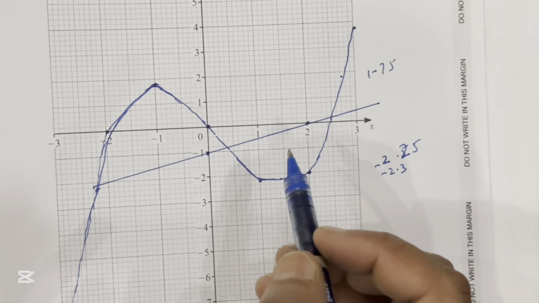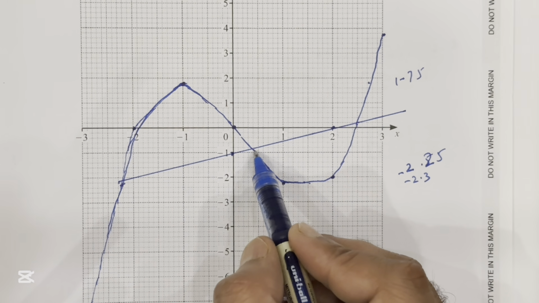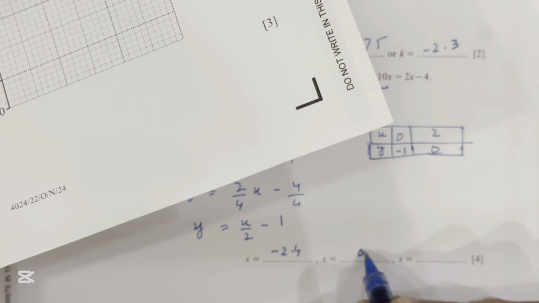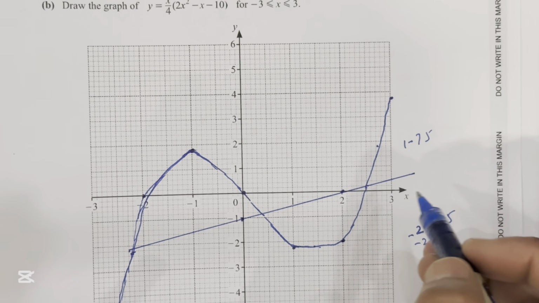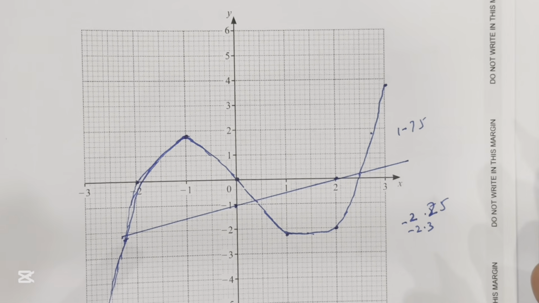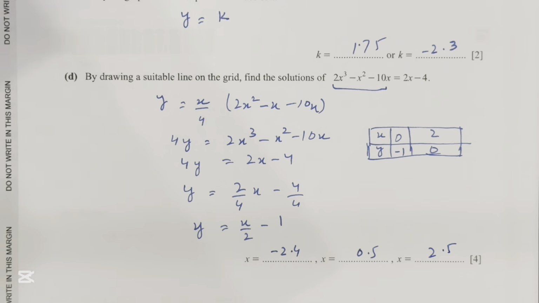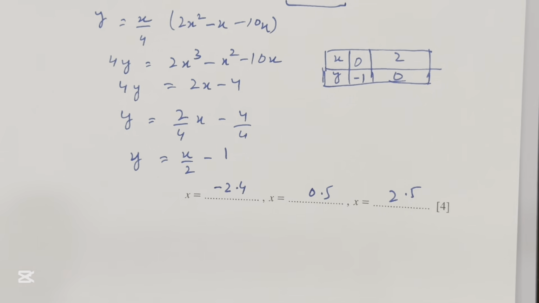Next value is 0.2 or 0.4. You can see that this is touching at that point, so you can write 0.4 or 0.5. The last value that is touching this is 2.3, 2.5, 2.6. You can write 2.5. So any answer between 2.3 and 2.7 would be considered correct in this case. So this is how we have completed. This value may vary. You need to draw those graphs very carefully.